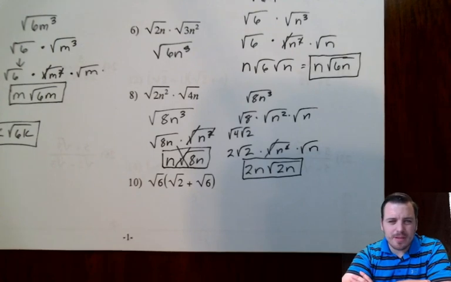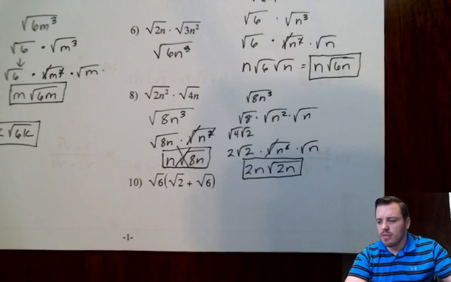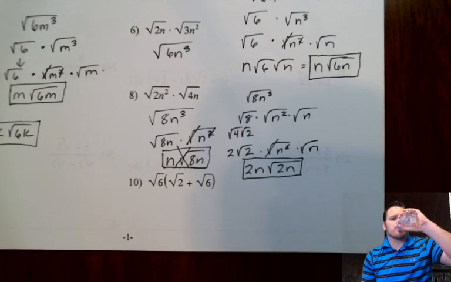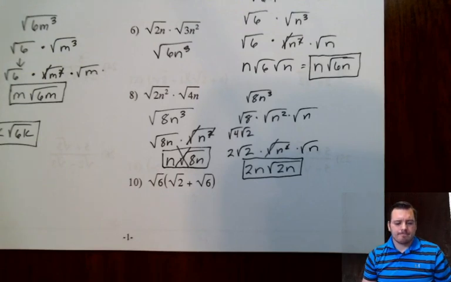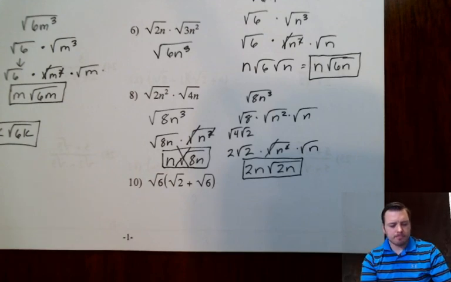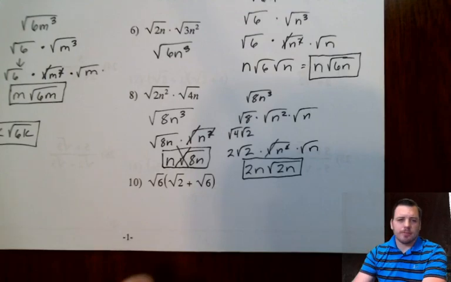All right, give me a thumbs up if you're good with 1 through 8. That's just multiplying radicals. All right, looking pretty good.